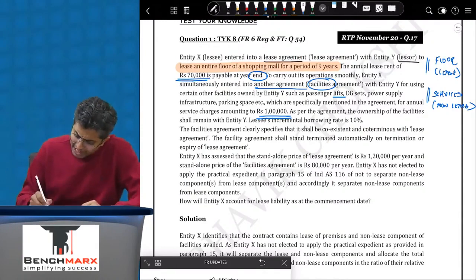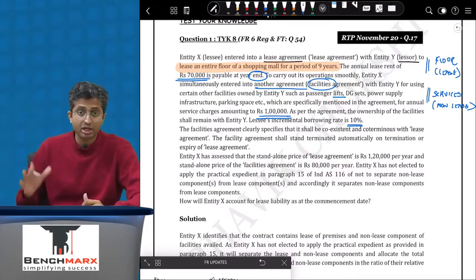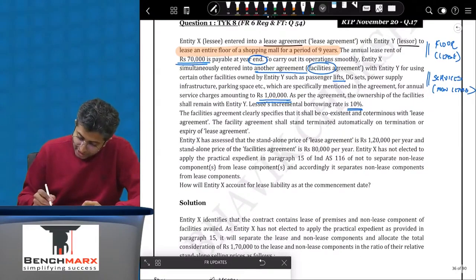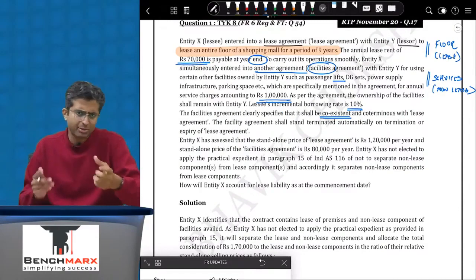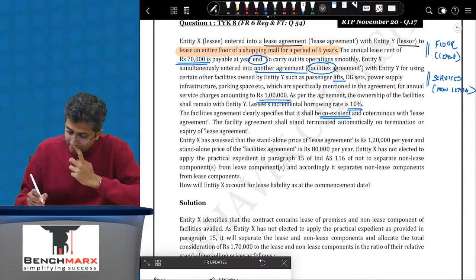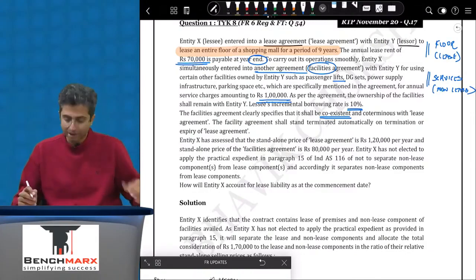the facilities. As per the agreement, ownership of the facilities will remain with entity Y, and the lessee's incremental borrowing rate is 10%. So if there is no separate lessor's IRR available, this will be taken as the discount rate. Okay, the facilities agreement clearly specifies that it shall be coexistent and coterminous with the lease agreement. So it will continue as long as the lease agreement continues, which seems to be 9 years. The facilities agreement shall stand terminated automatically on the termination or expiry of the lease agreement, which is after 9 years.